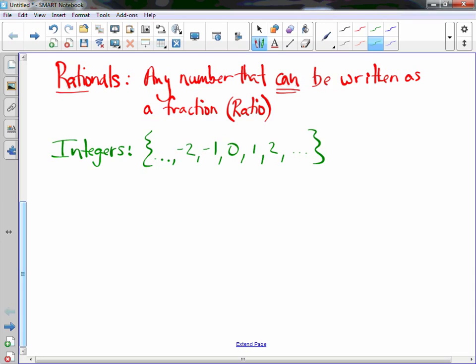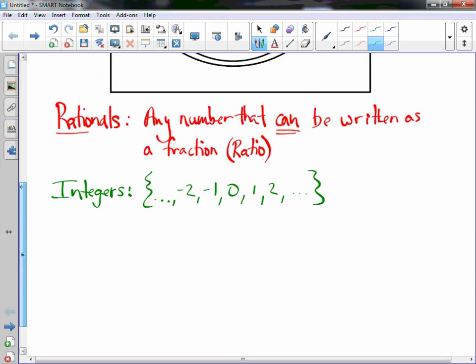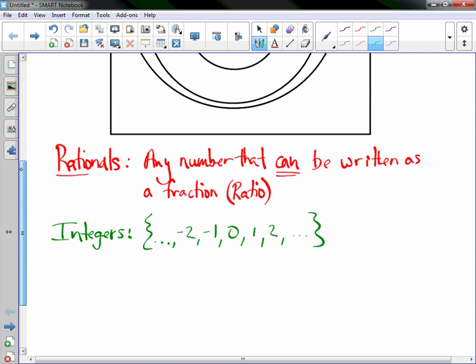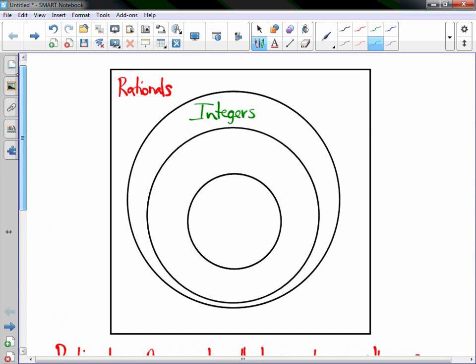Any number that's listed in here is an integer. So that's the next biggest set of rationals. And they are rational because you can make any one of these numbers into a fraction by placing it over 1. -2 over 1 is the same as -2. 2 over 1 is the same as 2. So any of those integers are also rational numbers.